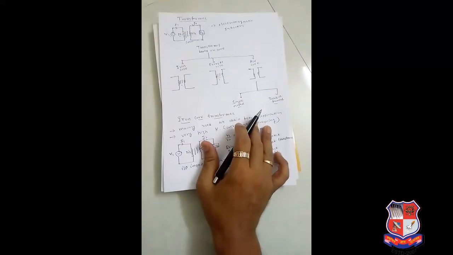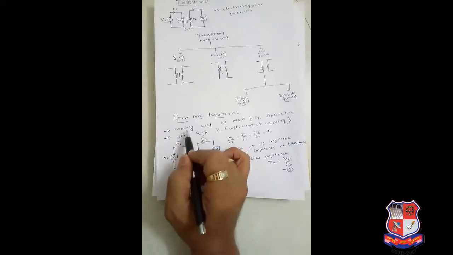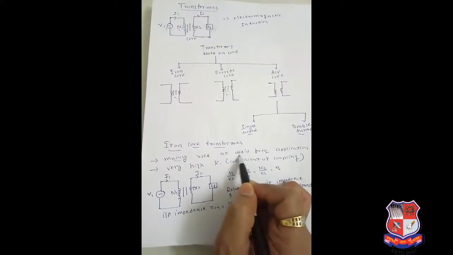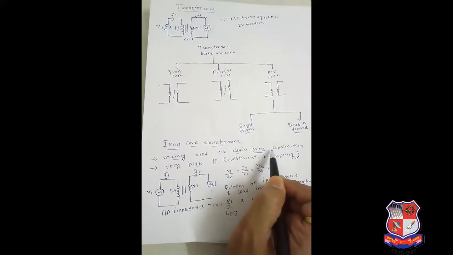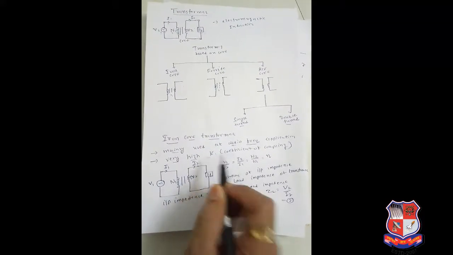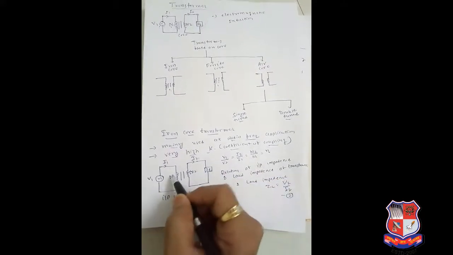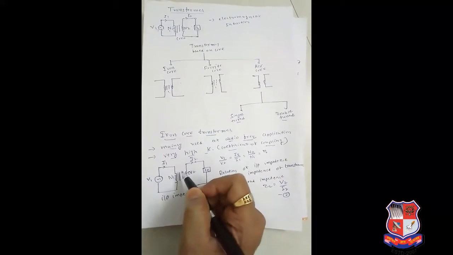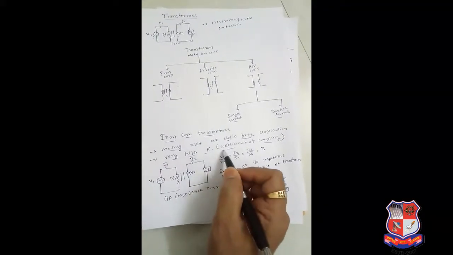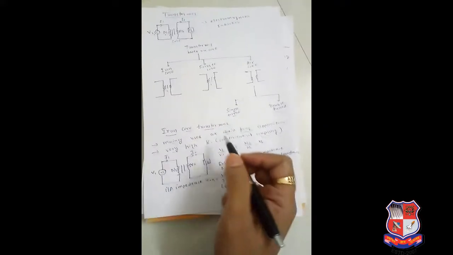Now, in the iron core transformer, it is mainly used at the audio frequency. Mainly used at what? Audio frequency range. It has a very high K. K means what? Coefficient of coupling. Why? Because we are using iron as the core, and because of that iron we are getting a very high coefficient of coupling in the iron core transformer.